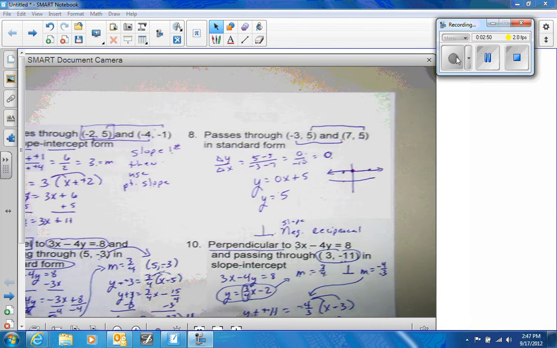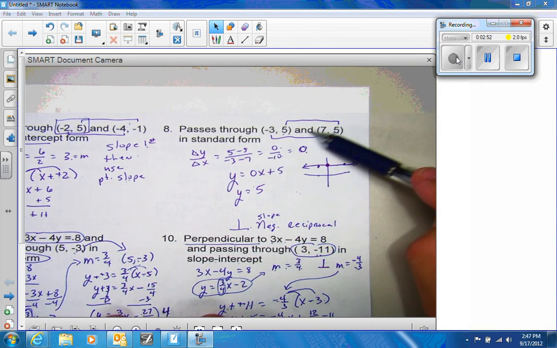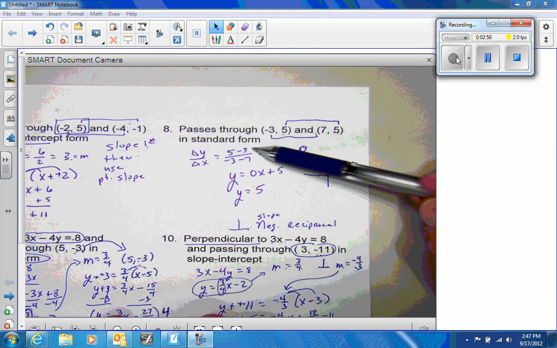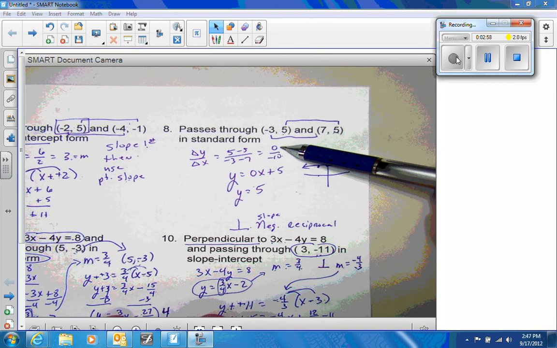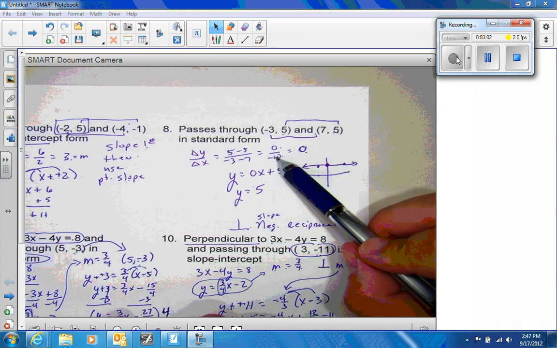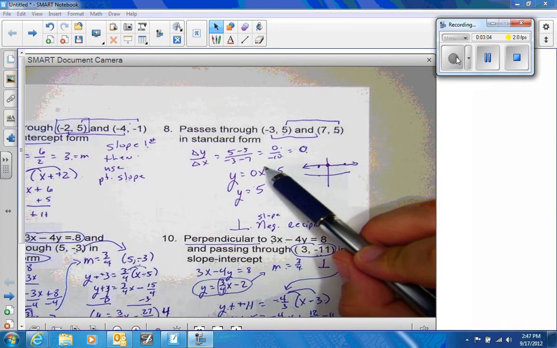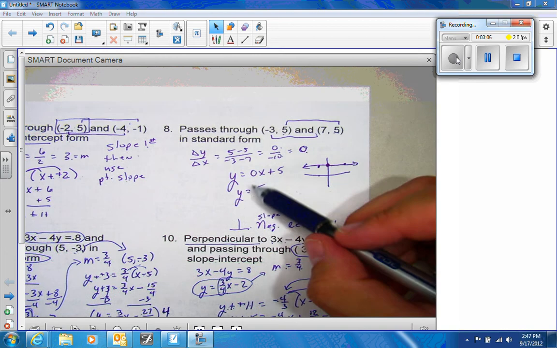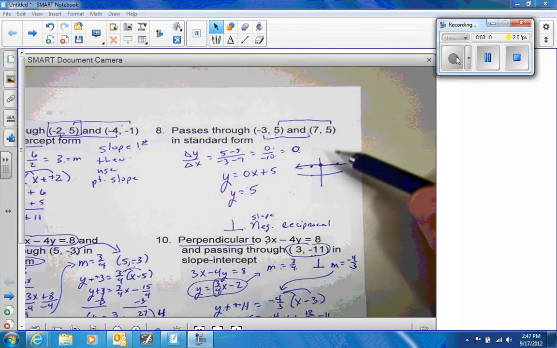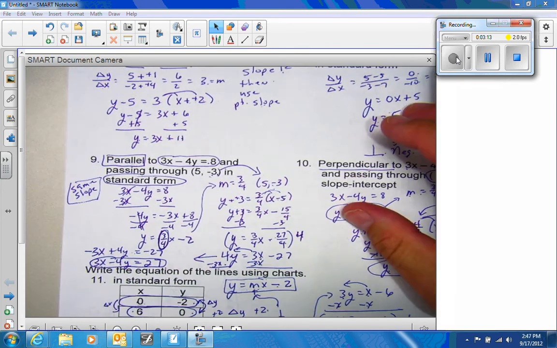On number 8, you're given 2 points again, except now you're going to put it in standard form. In this instance, 5 minus 5 gives you 0, so therefore you have a 0 slope, because 0 divided by negative 10 is 0. Plug that into y equals mx plus b, and the only thing you get is y equals 5. All right, number 9, which is parallel.